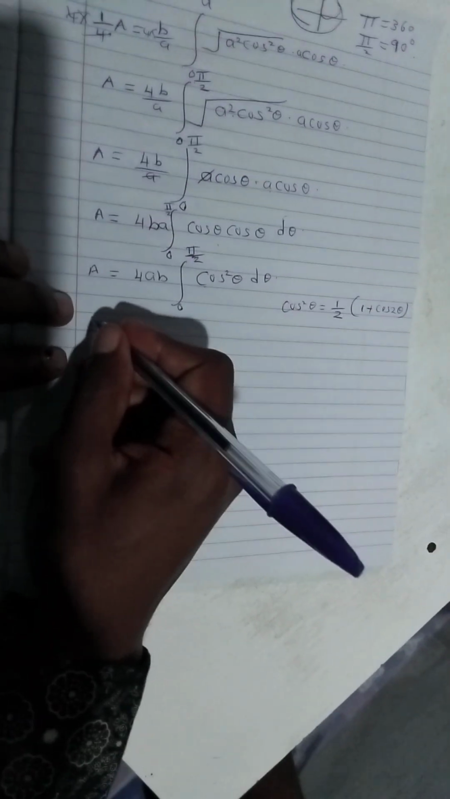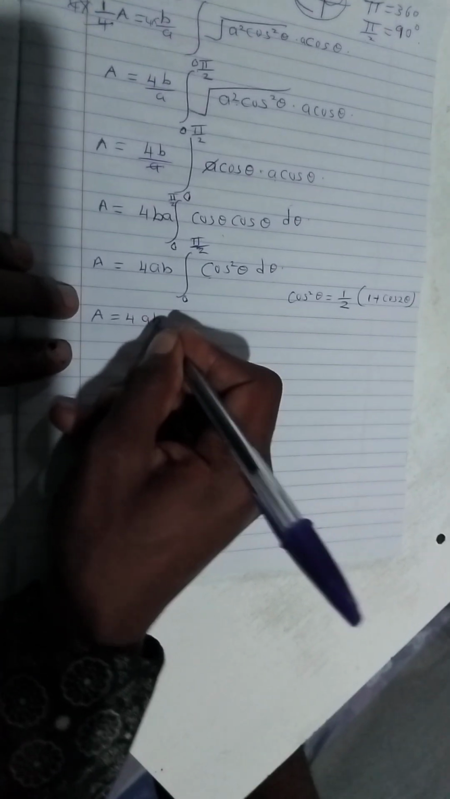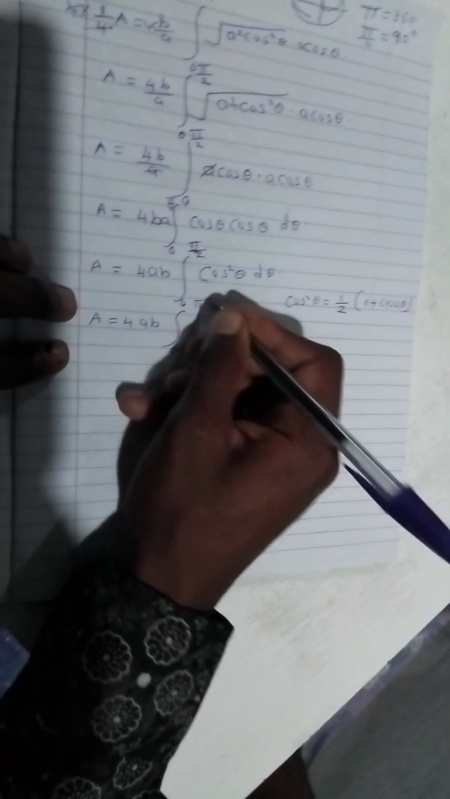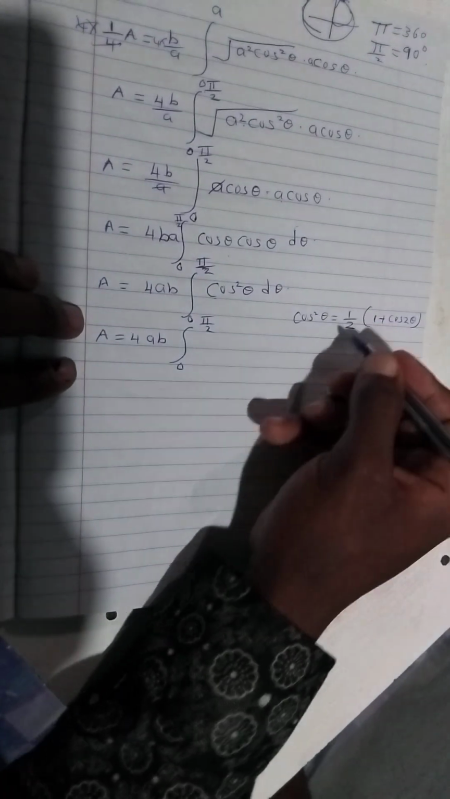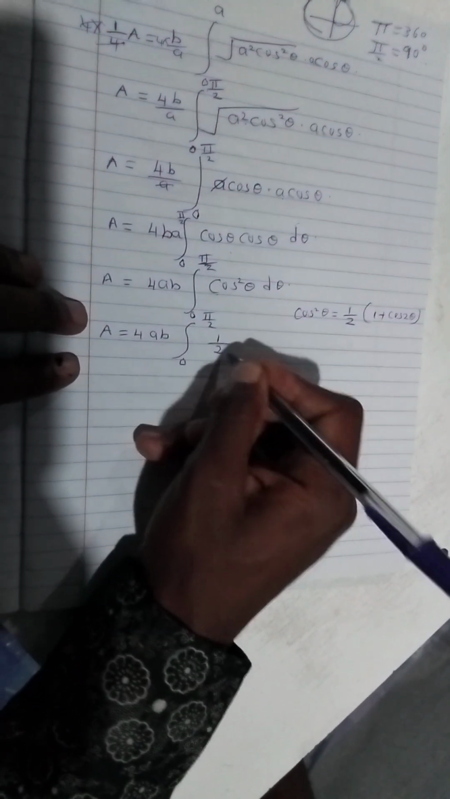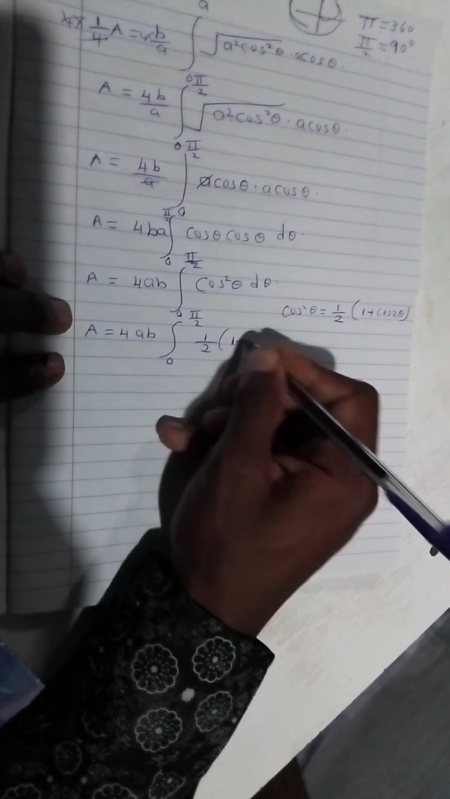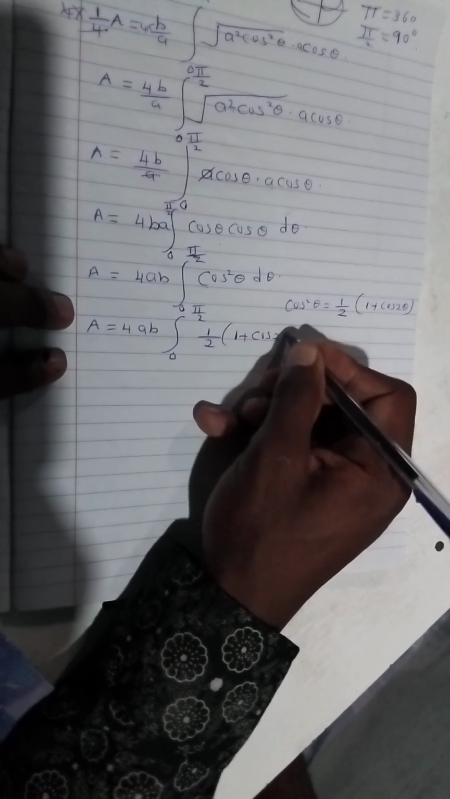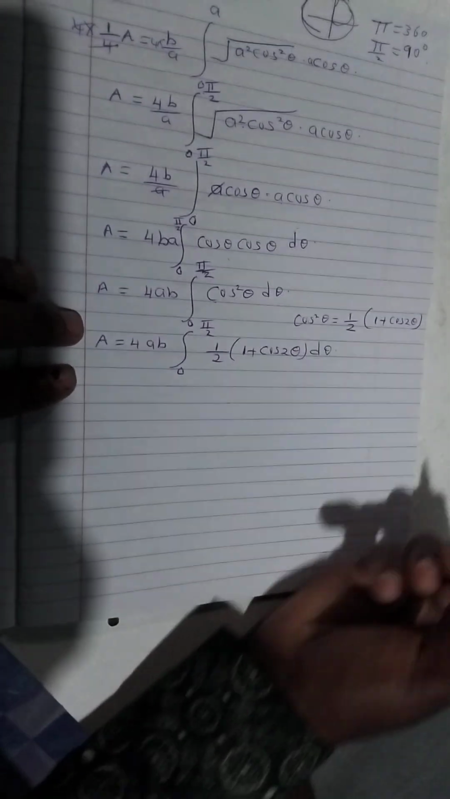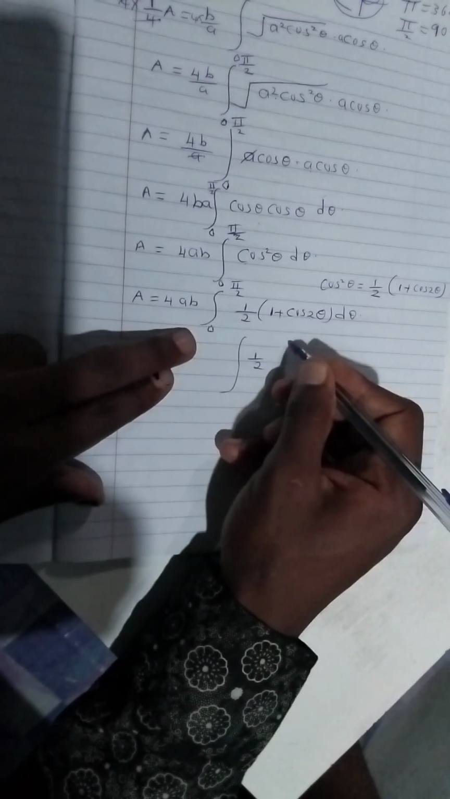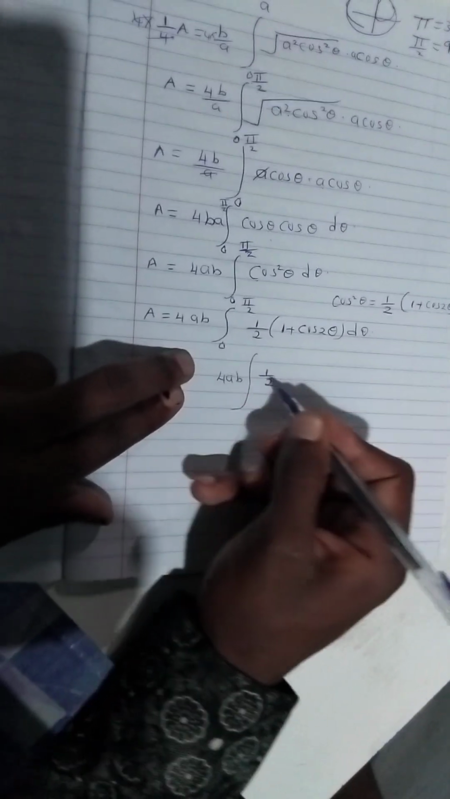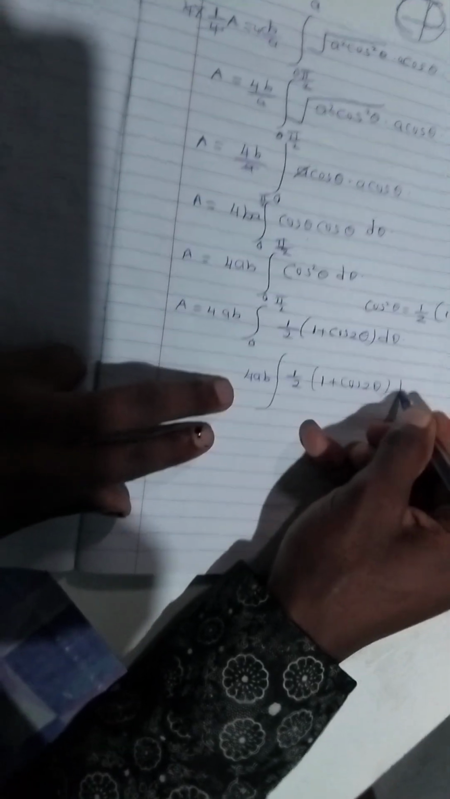This can be easily manipulated and integrated. Now we shall have area, which is equivalent to 4ab into 0 to pi all over 2. Now instead of cos squared theta, we replace it with a half into bracket 1 plus cos 2 theta d theta. Now we can integrate this before we find the area. Now integrate a half, and here is 4ab, don't forget that, into 1 plus cos 2 theta d theta.